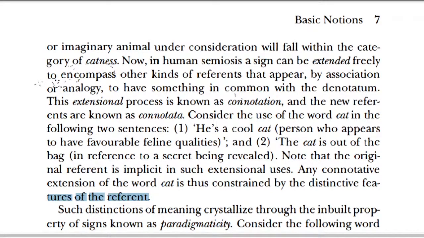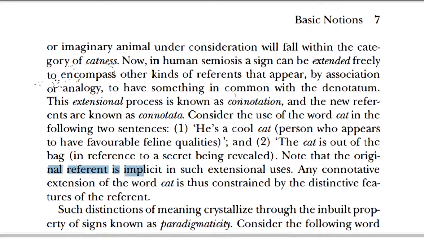So basically the referent is the cat. And cats can be cool. Cats can be, you know, have a bag. They can be troublesome, right? Just like a secret being revealed. So these are all qualities of cats, right? They're not being denoted specifically. They're being connotated because we're talking about a person in a situation, not the animal cat itself. So we're not denotating the cat when we say cat with this word. We're connotating with the connotata, right? So let's continue.